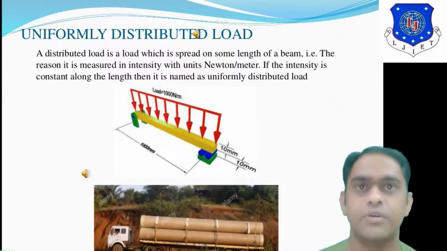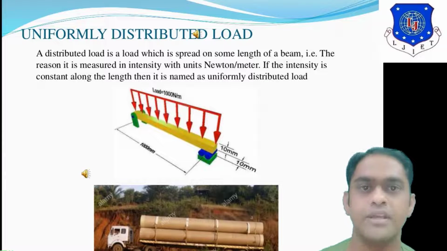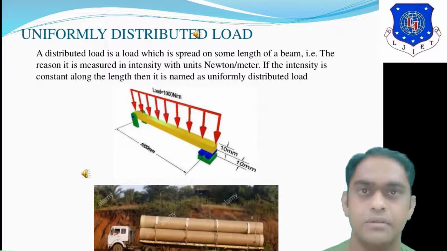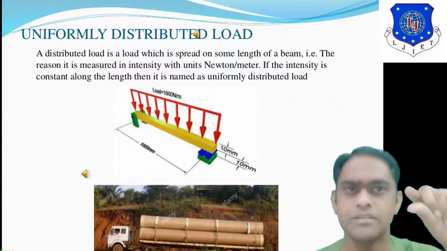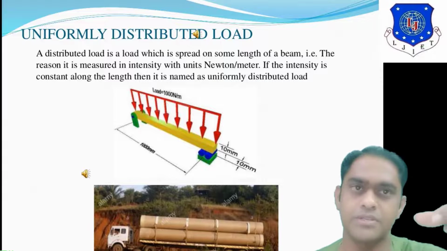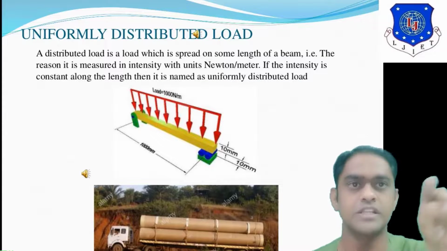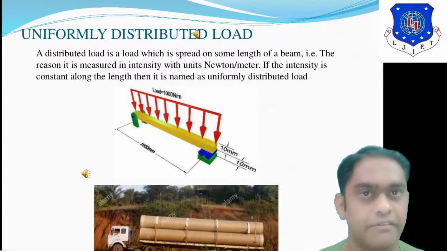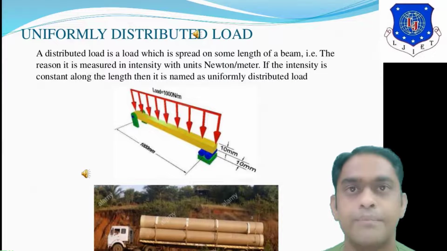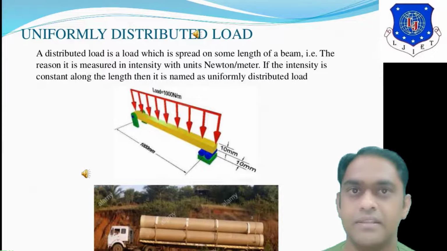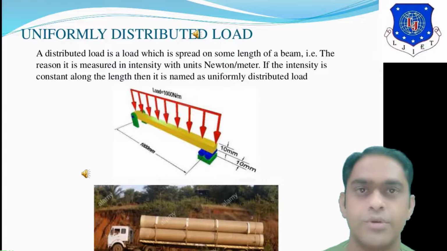Let us move ahead to the second load, which is known as uniformly distributed load. A distributed load is a load which is spread over some length of the beam. You can see here 1000 mm length of the beam is given. Thickness of the beam is 10 mm and width of the beam is also 10 mm, on which continuously spread load is given. When the load is continuously spread on the beam, the unit will become Newton per meter. Means per meter length there is some amount of load, like 1000 Newton, acting.